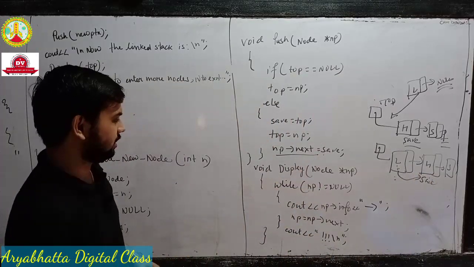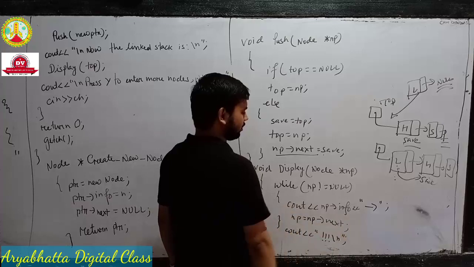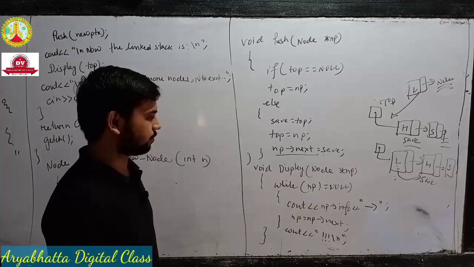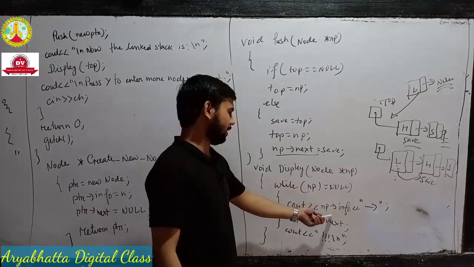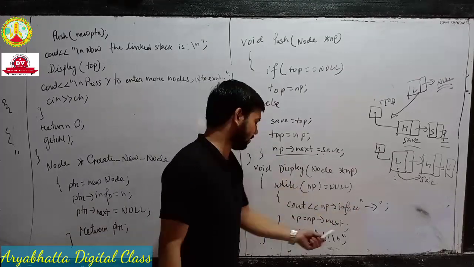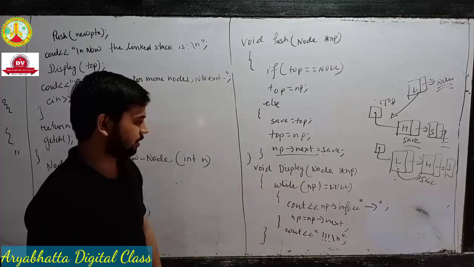Okay. And this is the what? Display: while new pointer is not null, means what? If the node is created, not null means the node is already created. np info is printed for display purpose, and np is np next, new line.